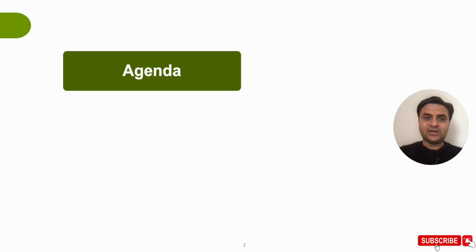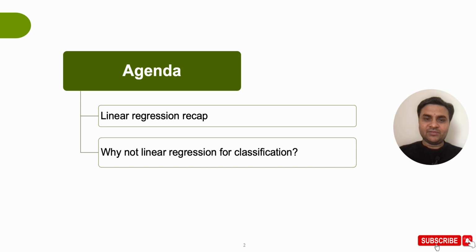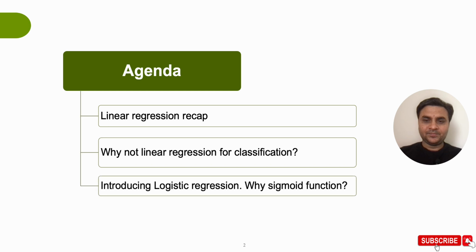So here is the agenda for this lesson one. First we'll see a brief recap of linear regression, and then we will understand what the issues are if we use linear regression for classification problems, and then we will see how these problems are addressed by logistic regression. Then we will introduce logistic regression. Here we will see why exactly we use the sigmoid function with logistic regression.